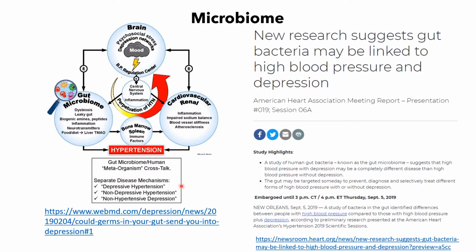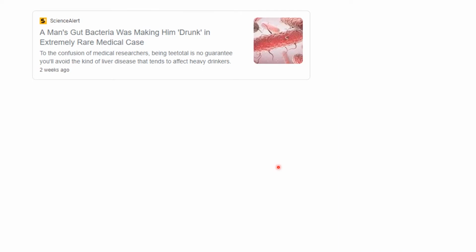And we're not going to dig too much into this, but I'm just introducing this to you because really there is a plethora of research out there that's fascinating. So here we can see a man's gut bacteria was making him drunk in an extremely rare medical case. So the gut bacteria was actually, they had a very, very rare bacteria type that was creating ethanol. So a byproduct of this bacteria was an alcohol that was making this man highly intoxicated and was actually life-threatening. So while maybe it gets a little chuckle there, definitely not something you would want to have happen to you.